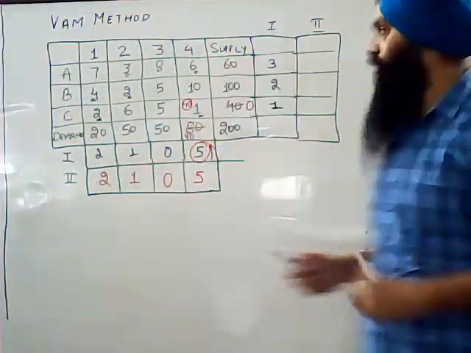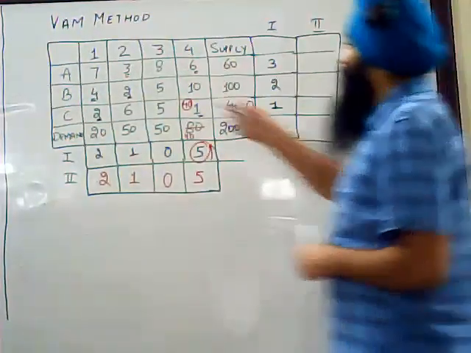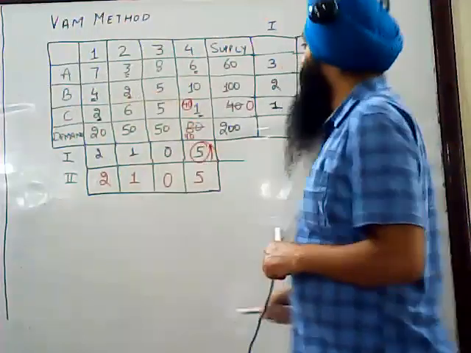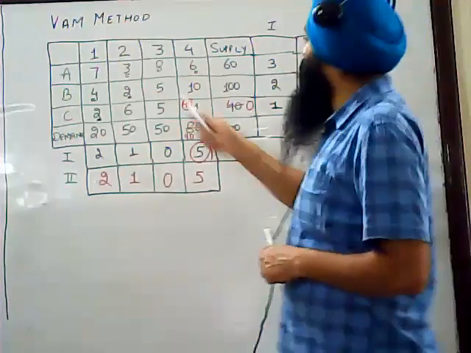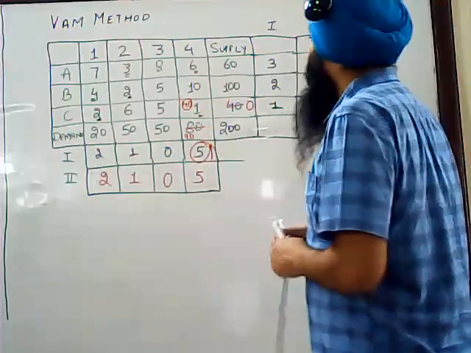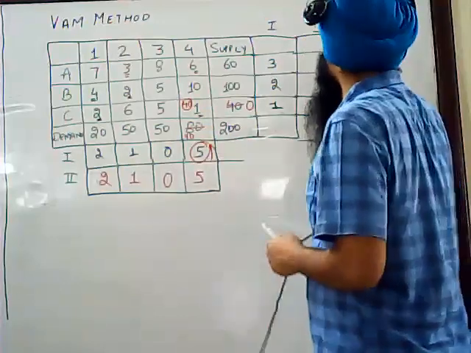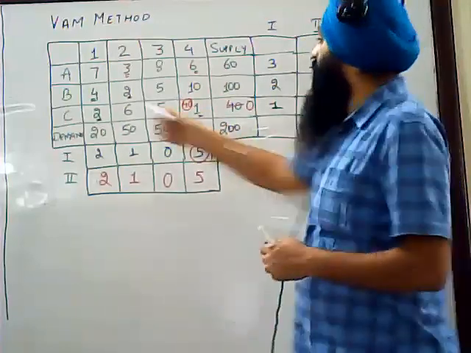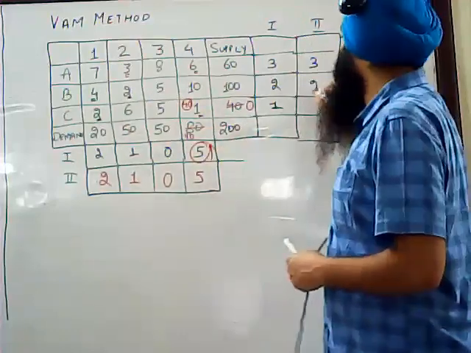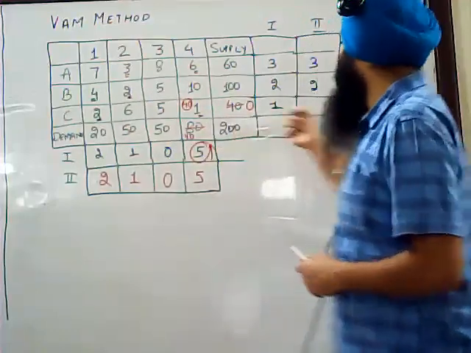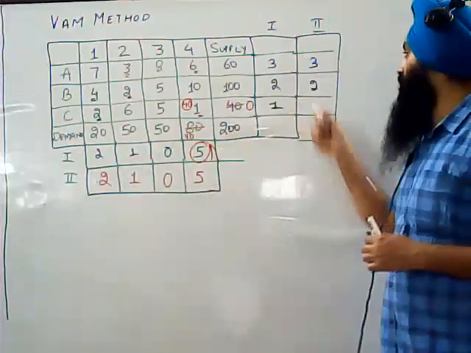Similarly, from each row, find the penalties. The minimum value is 3 and the next minimum value is 6, so 6 minus 3, the value will be 3. Similarly, 4 minus 2, the value will be 2. Here the value is 0, so there is no need to find the penalty.